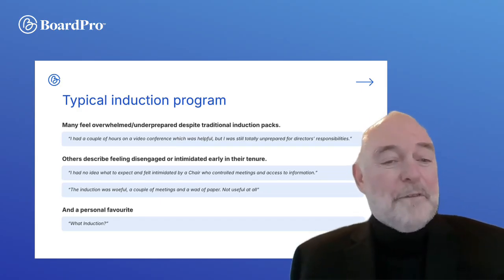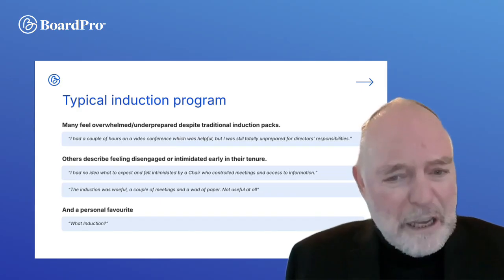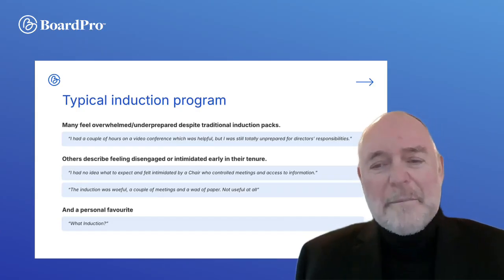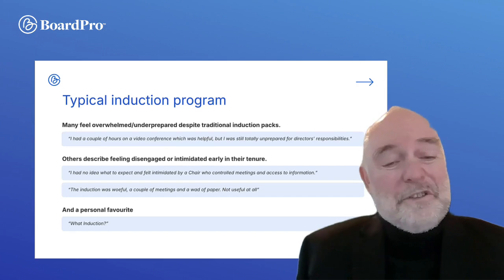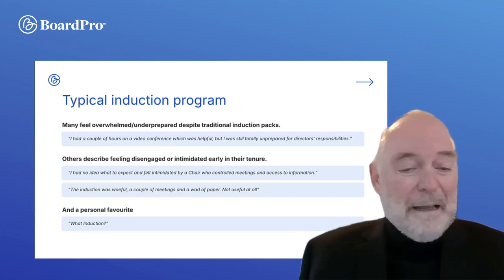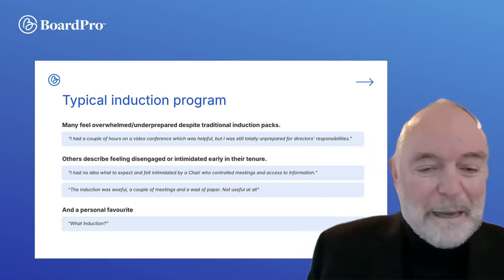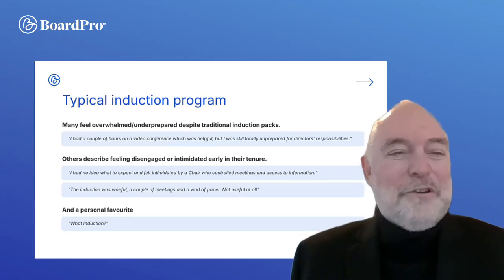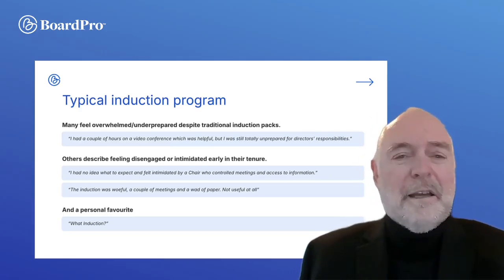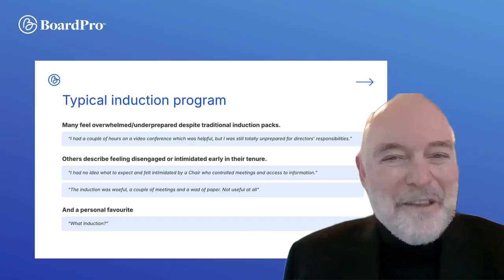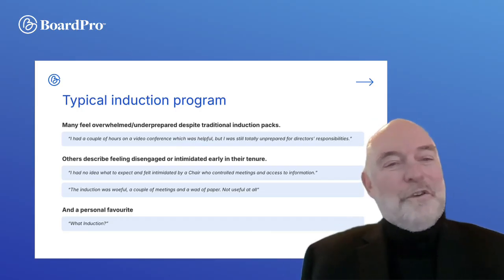And this quote: "I had a couple of hours on a video conference, which was helpful, but I was still totally unprepared for directors' responsibilities." And then others have felt disengaged or intimidated. "The induction was woeful, a couple of meetings and a wad of paper, not useful at all." And then my personal favourite, which I get a lot, which is "what induction?" So these are the sorts of things that often you will find.